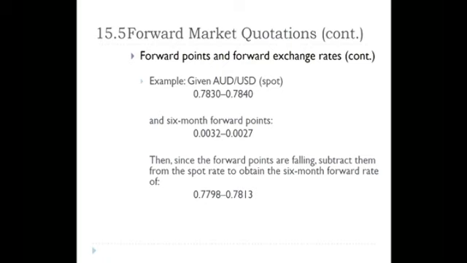But we'll start with this. Consider the following example, 1 AUD USD exchange rate. So we have 1 AUD equaling 0.7830 to 40, and 6-month forward points, 0032, 0027. Okay? So you can see that in this example, we have a slight decline in forward points.